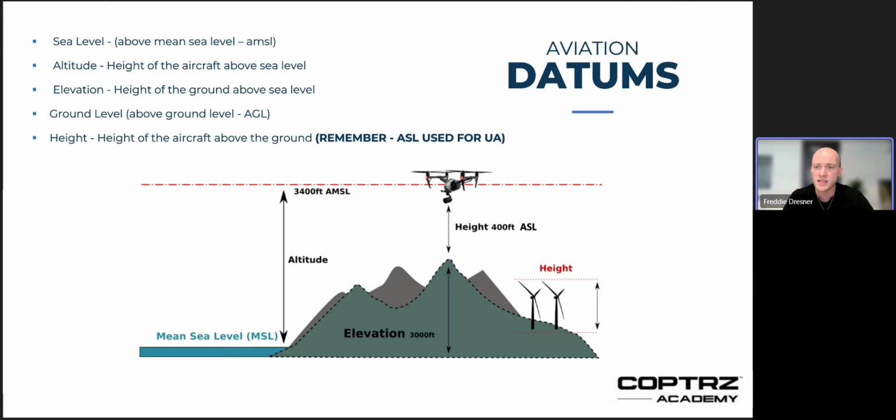Now, some aviation datums that we'll just quickly skim through. Whenever I'm referring to the sea level, as we see at the top here, we are saying AMSL, above mean sea level. Altitude is the height of the aircraft above the sea level. Elevation is the height of the ground above the sea level. Ground level is above the ground, or AGL, which we would refer to. And then height of the aircraft above the ground, which again, when we refer to our drone, our UAS, we say ASL.